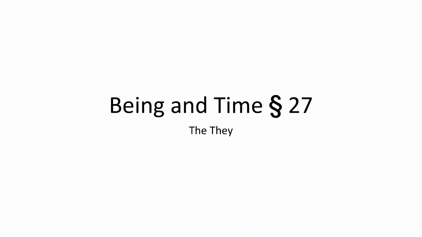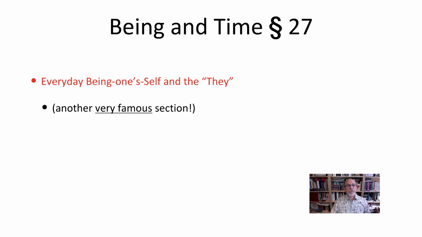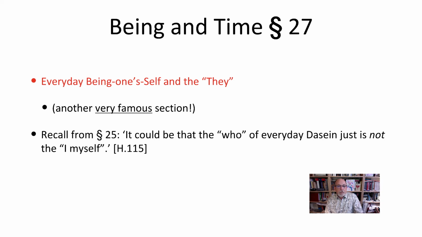Now, this leads us to maybe the most famous section of Being and Time, section 27, and this idea of the they. So everyday being oneself, the way we normally are, how are we, who are we normally, usually, and what Heidegger refers to as the they. Remember, we just learned that it could be that the who of everyday Dasein just is not I myself. Well, if it's not I myself, who is it?